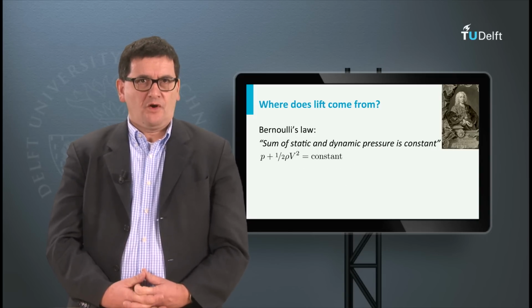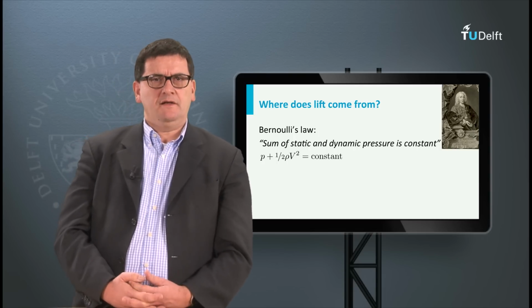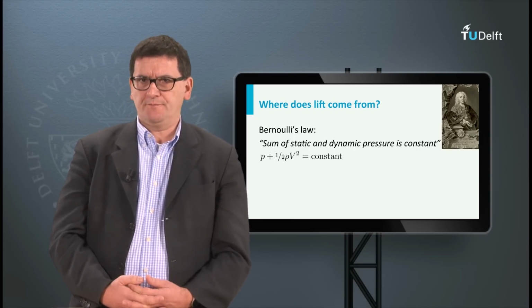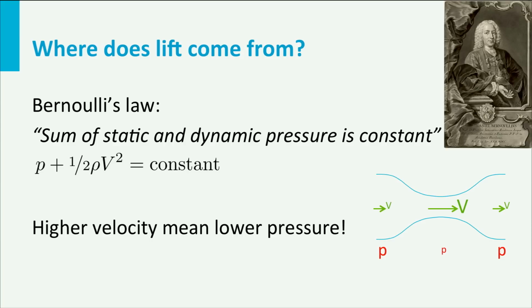We have looked at the formula for lift, but how is the lift force generated? One way of explaining is by using the law of Bernoulli. He postulated his formula as the sum of static and dynamic pressure is constant. In formula, P plus half rho V squared is constant. This means that when the speed increases, the local pressure drops or decreases.